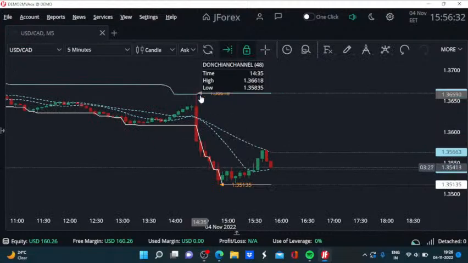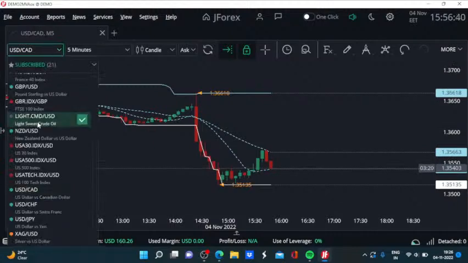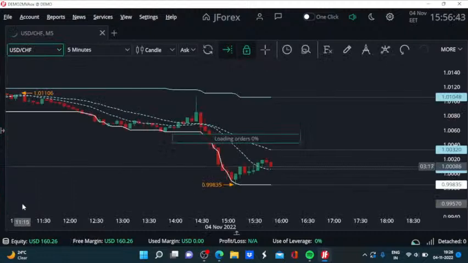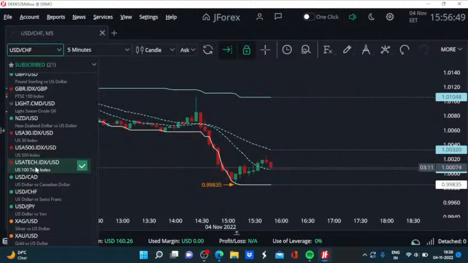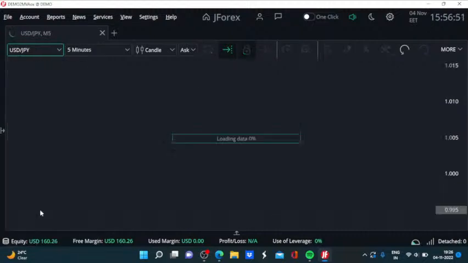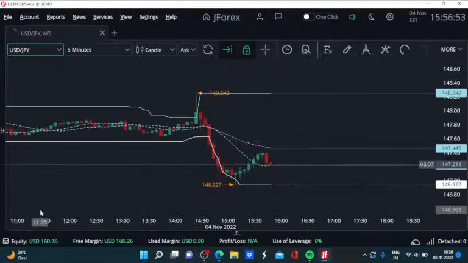CAD also made this high, and for CAD we have to invert it, as USD is the first currency and CAD is the base currency. So the scale becomes inverted. CHF is also pretty much stronger on the bearish side. So all these currencies are getting stronger and stronger against the US dollar.